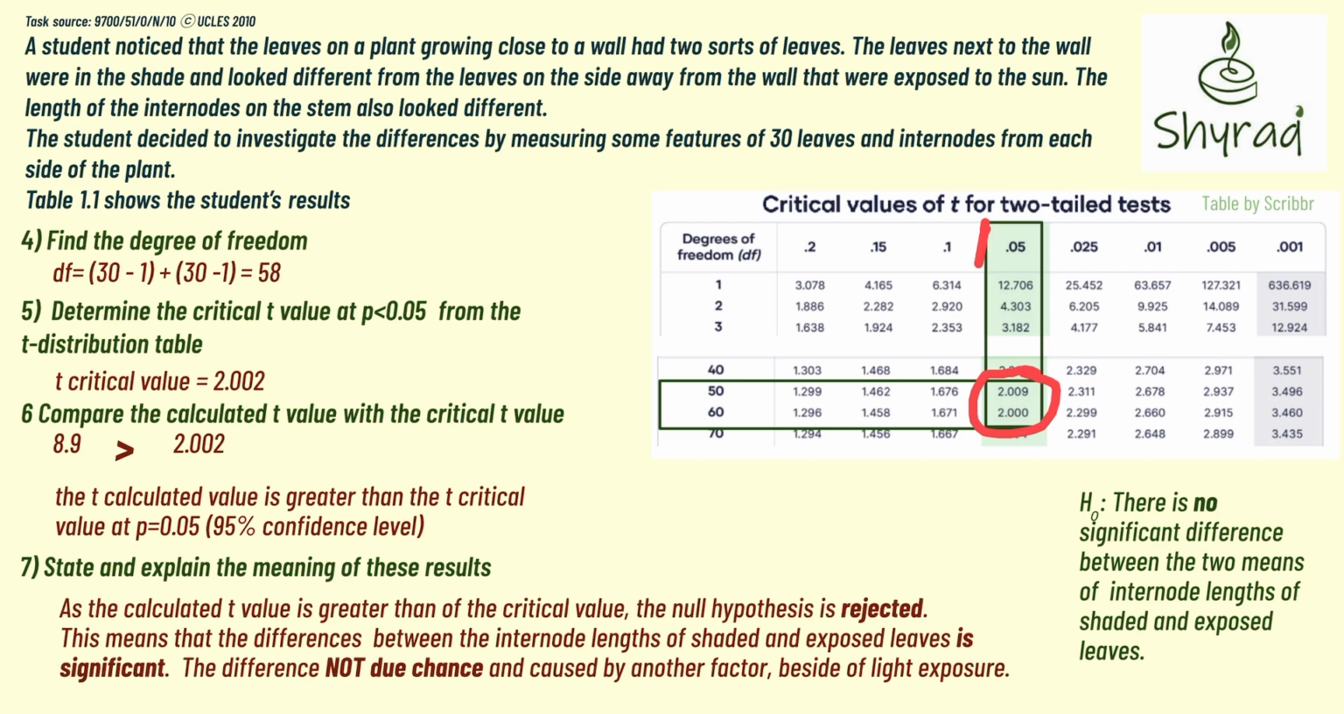As the calculated t-value is greater than the critical value, the null hypothesis is rejected. This means that the difference between the internode lengths of shaded and exposed leaves is significant. The difference is not due to chance and is caused by another factor, the light exposure. If our calculated value were less than the critical value, in that case we would accept the null hypothesis.